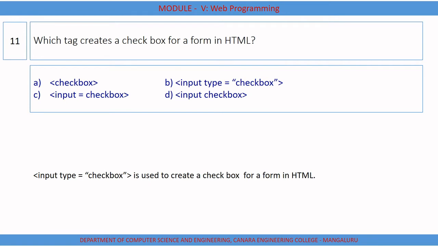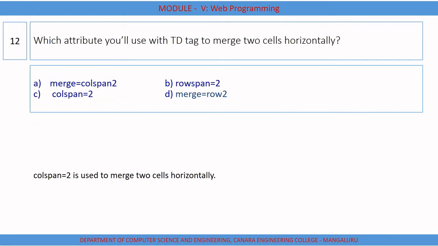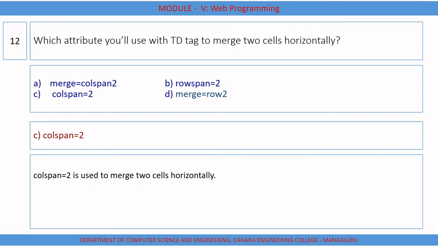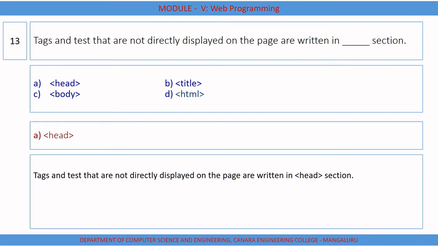Creating a checkbox, you can use the HTML input type equal to checkbox. And merging any two cells horizontally, you can use colspan equal to 2. So answer is C. Tags and text that are not directly displayed on the page are written in the head section only. So answer is A.